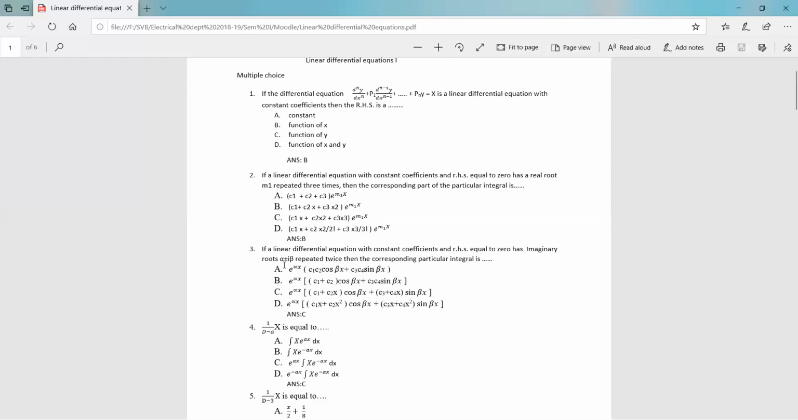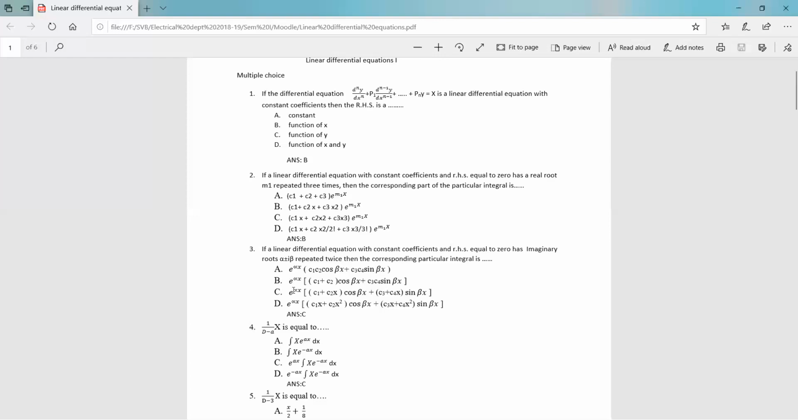So we have done this in case number 2. If an imaginary root is repeated 2 times, then we have to write the complementary function as e raised to alpha x into bracket c1 plus c2x into cos beta x plus c3 plus c4x into sin beta x. So which option is correct? C option is correct. The second and third multiple choice questions are related to the standard definition of complementary functions. These belong to case number 2 and case number 4. These are the standard formulas.